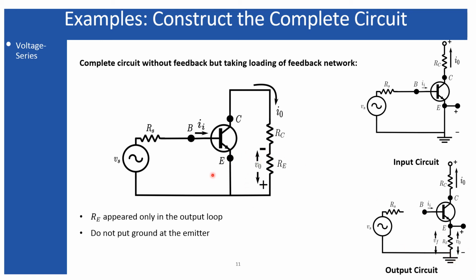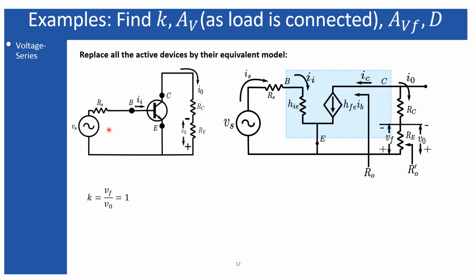But for our analysis purpose, don't place a ground over here, because this is not the actual place of the ground. The actual original place of the ground was this one, but here I will not place any kind of ground. Now, as you have obtained the input circuit and the output circuit, and you have converted the feedback network into the without feedback network, taking their loading effect into account, now we can find these parameters.